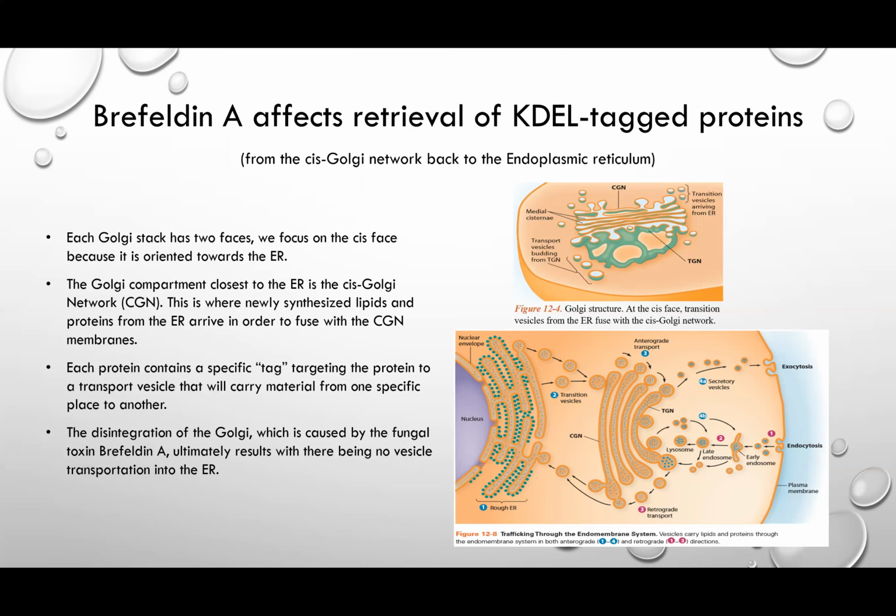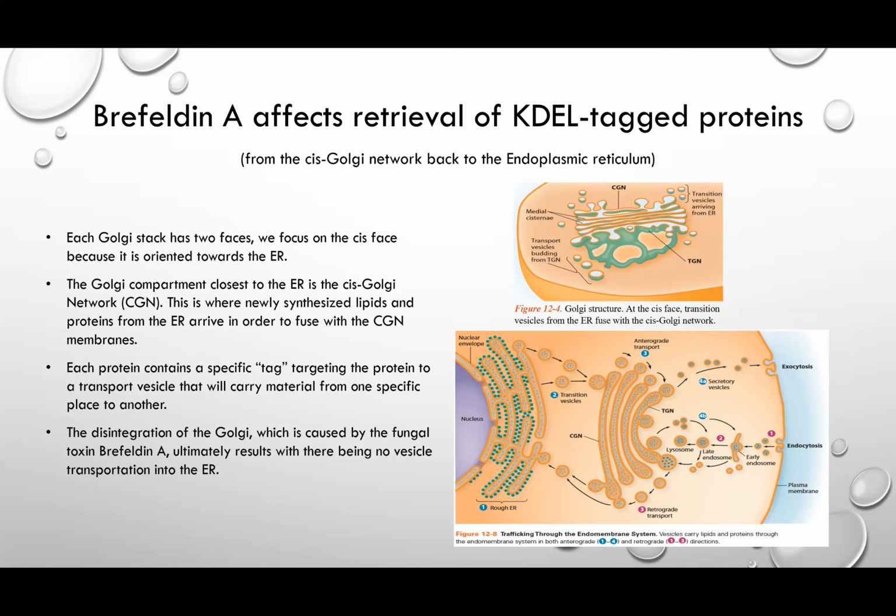Each protein contains a specific tag targeting the protein to a transport vesicle that will carry material from one specific place to another. The disintegration of the Golgi, which is caused by the fungal toxin Brefeldin A, ultimately results with there being no vesicle transportation into the ER.